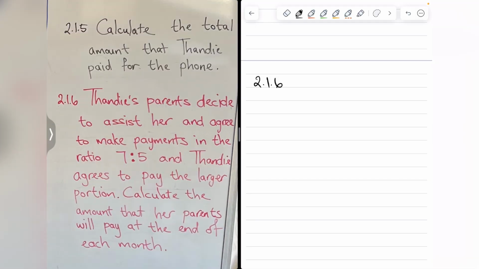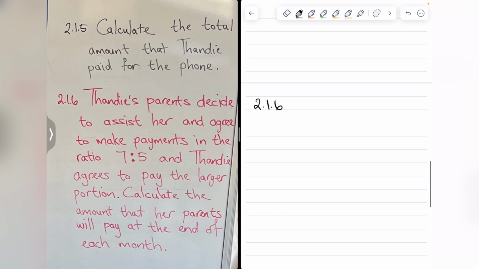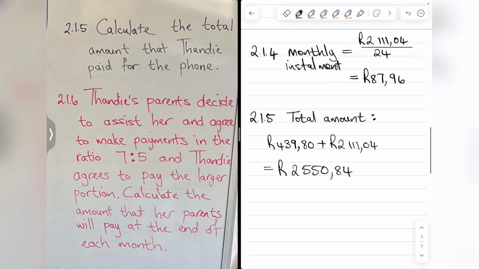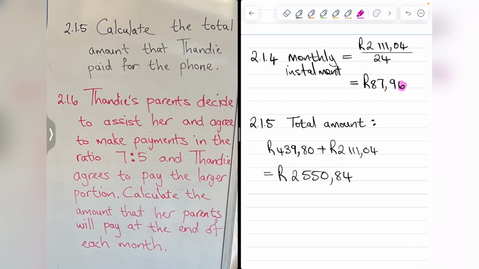Right, 2.1.6, and this was the sort of level 3 complex question, or maybe even a problem solving type of question. But yeah, it's a bit more complex than the usual question. It says that Thandi's parents decide to assist her and agree to make payments in the ratio 7:5, and Thandi agrees to pay the larger portion. Now remember, the payments they are referring to here are the monthly ones. They're going to be paying monthly, and the monthly repayment is 87 Rand 96 cents. That is all that Thandi has to pay per month, and that is for everything, right?